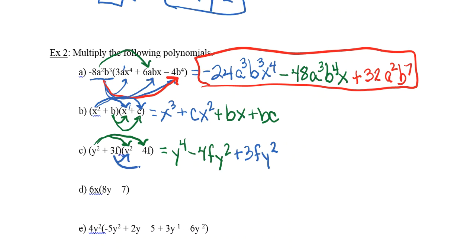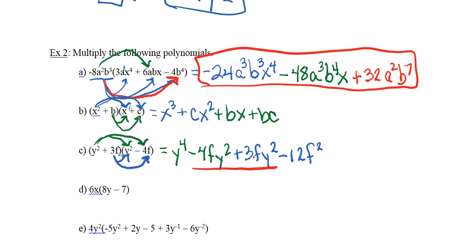Now I'm going to do 3f times negative 4f. 3 times negative 4 is negative 12. I have an f to the first and an f to the first, so 1 plus 1 makes my f squared. So I'm going to look across here, and at this time I see I have an fy squared and an fy squared, so I do have some like terms. These are like terms, so I do want to combine them.